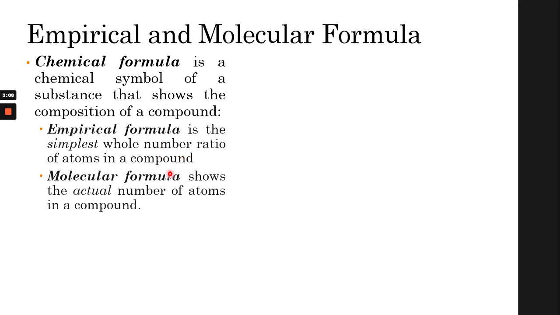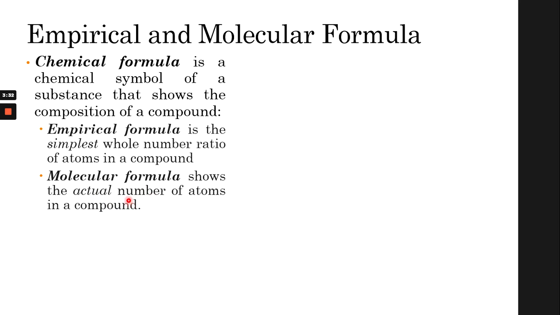Next, what we have is molecular formula, which actually shows the actual number of the atoms in the compound. So they're very related. The only difference is empirical formula is the simplest, the smallest whole number possible, while molecular formula is the actual number of each atom in a compound. I hope that is clear enough.